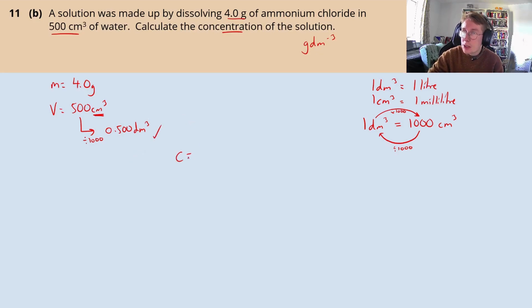Now we're just going to substitute the rest of our values into the concentration equation we used last time. So the mass is equal to 4.0 grams. The volume is equal to 0.500 decimeters cubed, and that will give us a final answer of 8 grams per decimeter cubed. If you got that, that is your second mark.